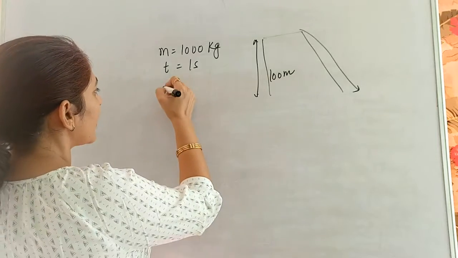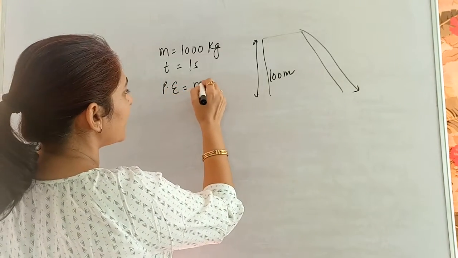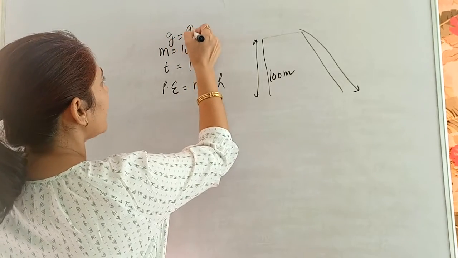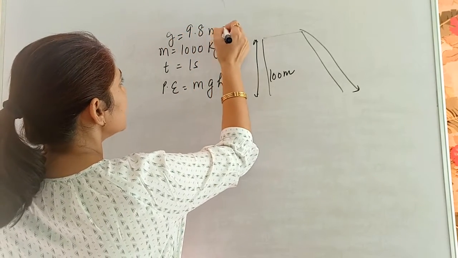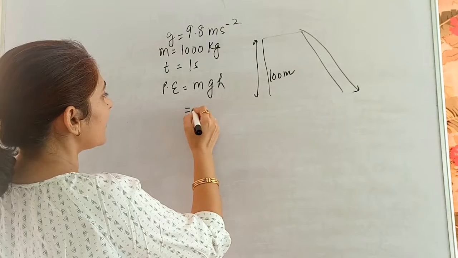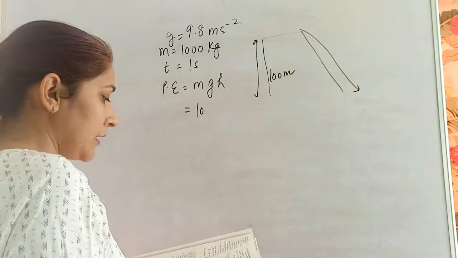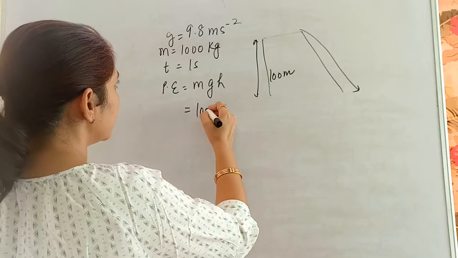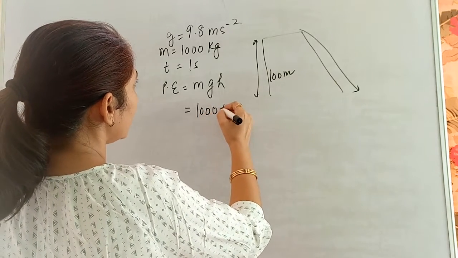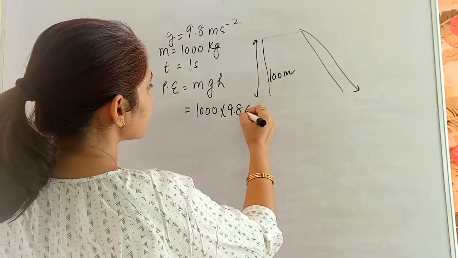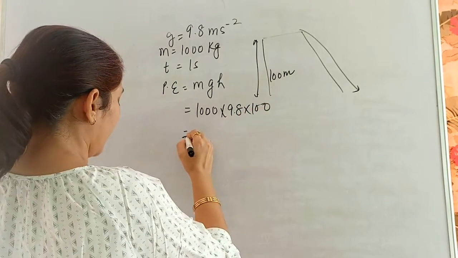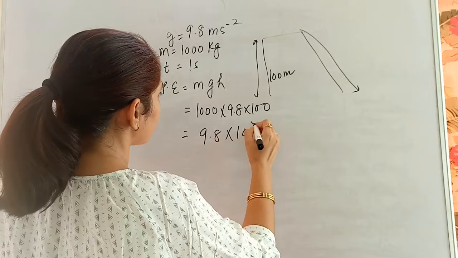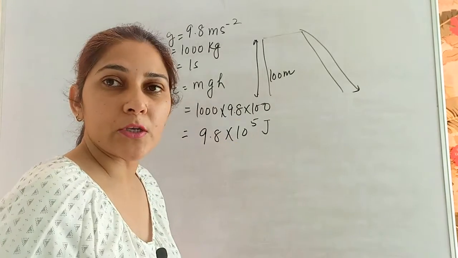Very simple. Potential energy is given by m into g into h, and g they are saying take it as 9.8 meter second inverse. So that will be 1000, this is in kgs, into 9.8 and into 100. When you solve it, this is 9.8 into 10 raised to the power 5 joules. This is the potential energy.